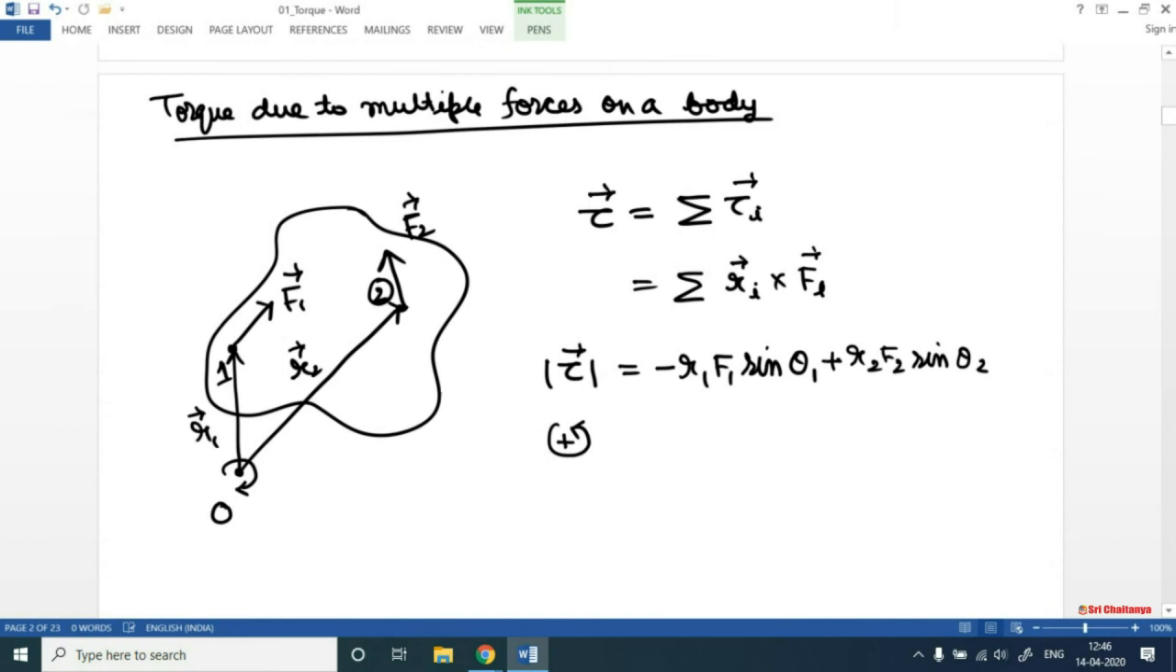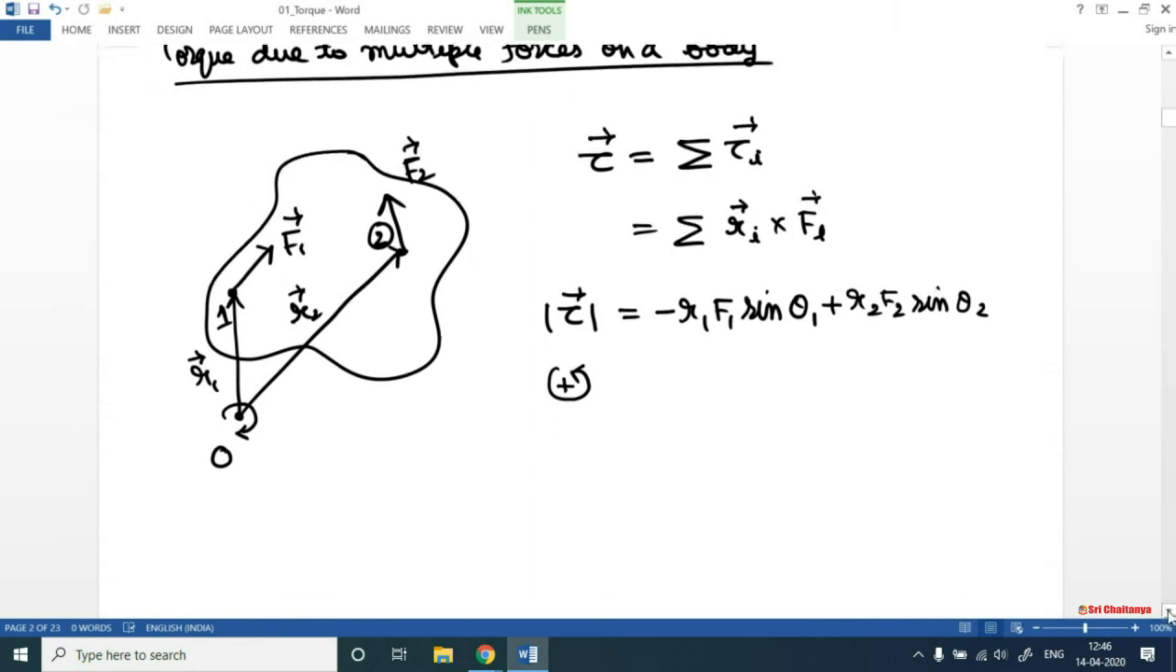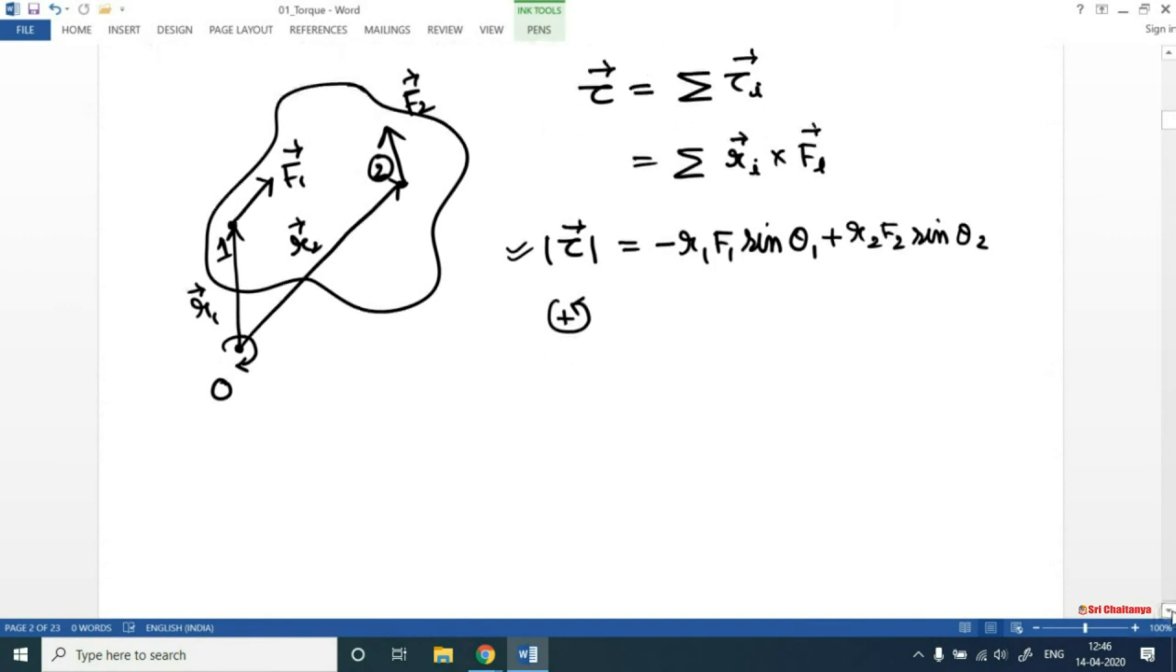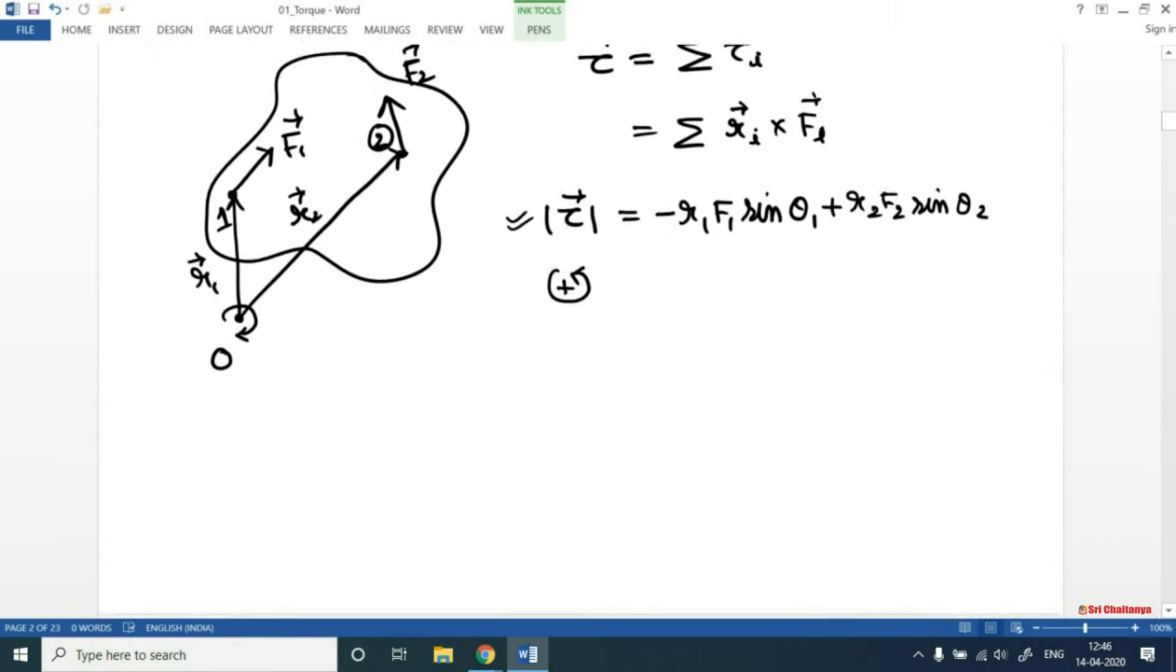So this is how we can write the magnitude of torque in this simplified case, when the torque will be either outward or inward. Basically you can say it is only a one dimensional problem. Okay, so this is the net torque, and obviously the direction of this torque would be outward to the plane over here.